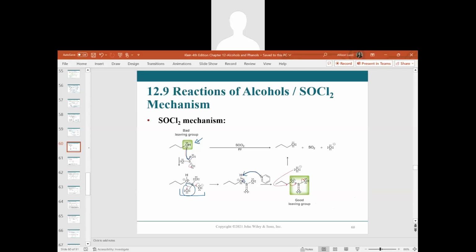And then we see this concerted mechanism. So we have our nucleophilic attack at this carbon here, and then we have the loss of the leaving group occur. So that is how we end up with our product, our alkyl halide here, and then some byproducts as well.